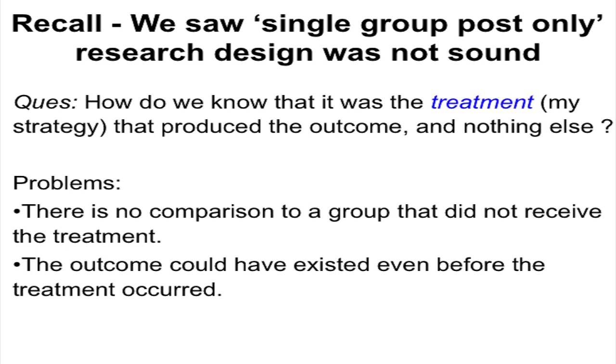Some of them you already have an intuitive idea about. So the question that we saw at the end of two sessions ago was, how do we know that it was the treatment, that is the strategy that's being implemented? How do we know it was the treatment that produced the outcome and nothing else? And we listed a few problems. Two problems from there were that there is no comparison to a group that did not receive the treatment. And the second problem could have been that the outcome could have existed even before the treatment happened.